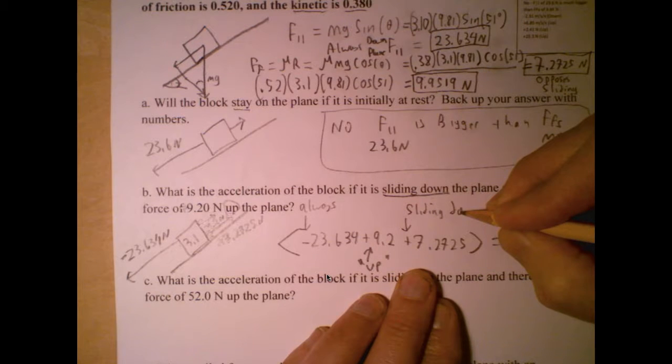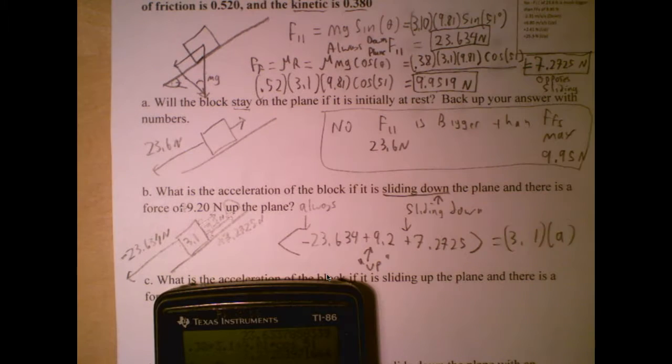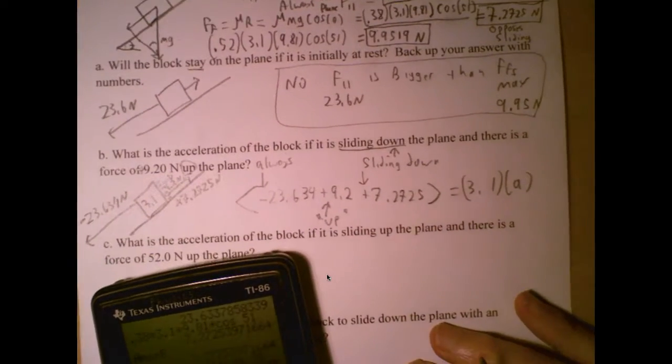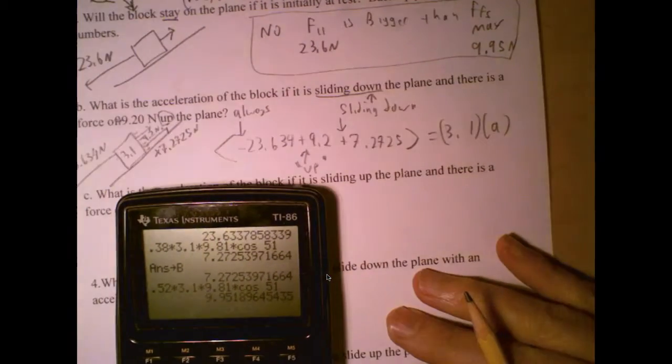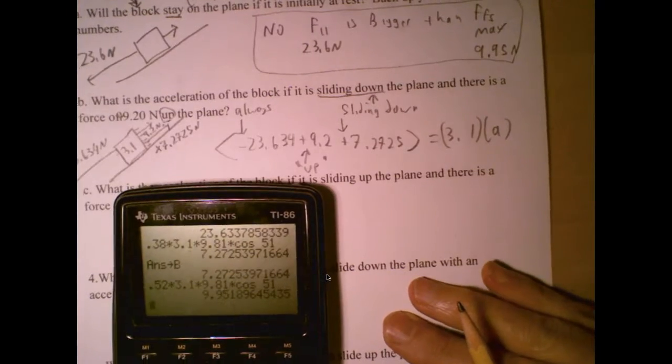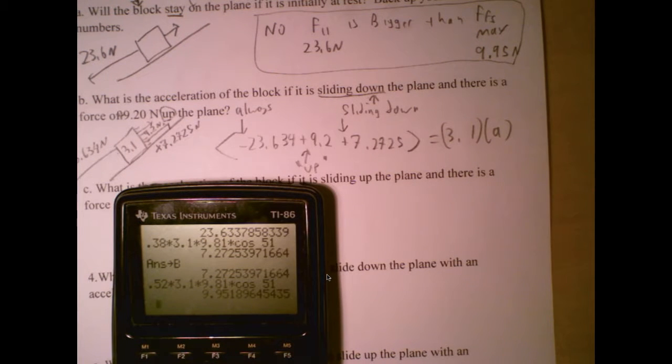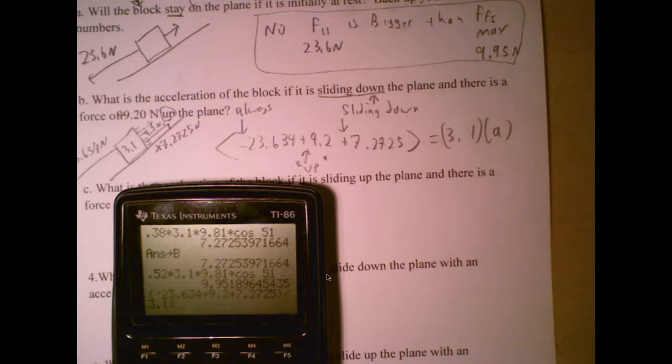Okay, and now all we have to do is just do some calculations. Okay, let's see. So parentheses, minus 23.634, plus 9.2, plus 7.2725, right parenthesis divided by 3.1. Hopefully we'll get the right answer here. I get negative 2.31.